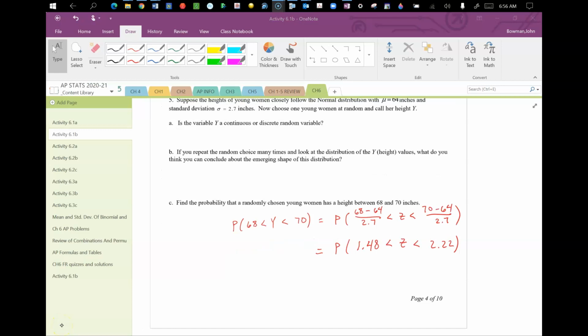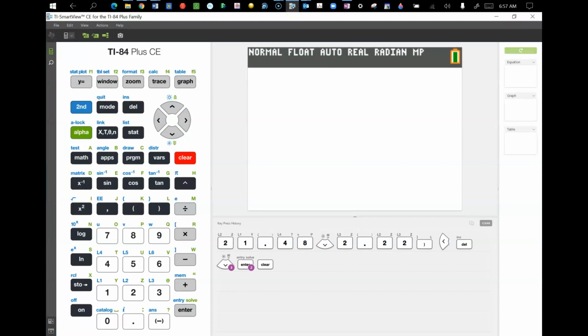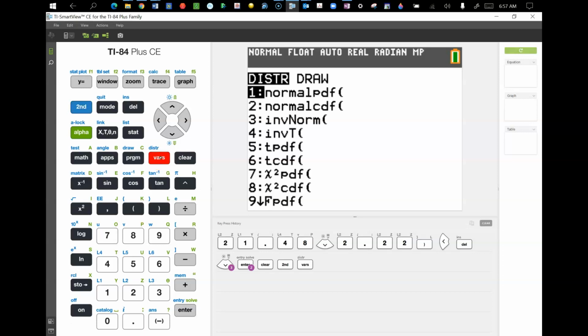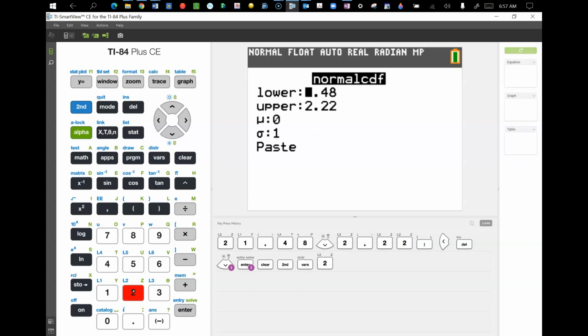A reminder to you, when you're converting to z-scores, round the z-scores to 2 decimal places if you're going to use the table, because that's what the table does. And I'm going to take a minute and remind you how to do this on your calculator. So our random variable converted to z-scores of 1.48 and 2.22. So on our calculator, if we want to find the area under the normal curve between those two values, we hit second and the variables button. We go over and select number 2, normal CDF.